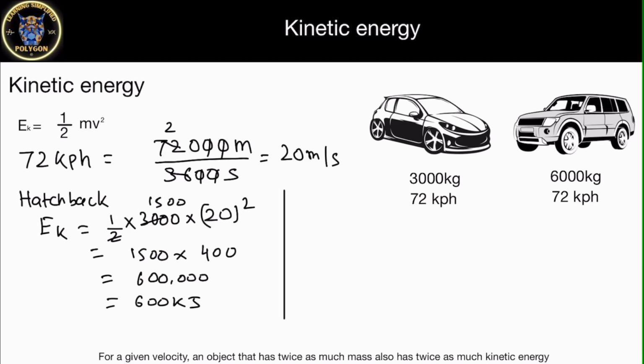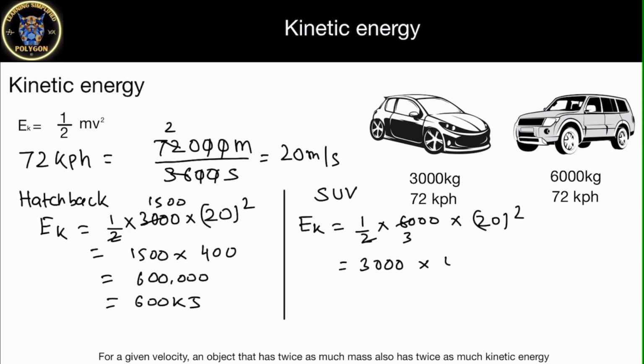Now let's use the same method to calculate the kinetic energy of the SUV. The SUV's kinetic energy is half times its mass, which is 6,000, times the square of 20, which is 400, which is 3,000 times 400, and that is 1,200,000 joules, which is 1,200 kilojoules.